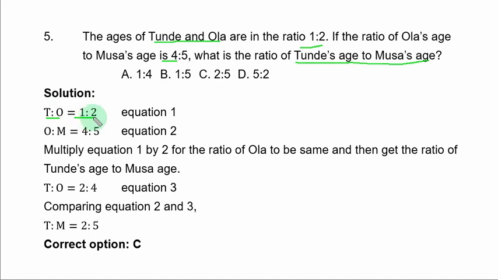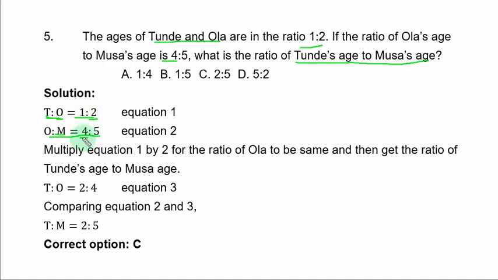Let's call that equation 1. Now Ola to Musa is 4:5. Let's call that equation 2. You are asked to find the ratio of Tunde's age to Musa's age. That is T to M. What you do is ensure that Ola has the same number in both equations. That is, 2 and 4 should be the same.